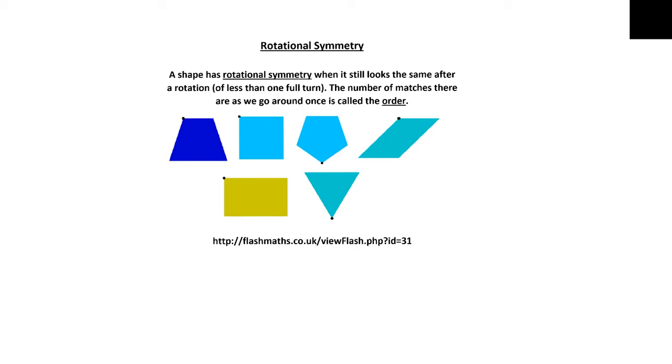For example, the trapezium there, if we rotate that, it is not going to match over itself completely until we've done a complete 360-degree turn. So that doesn't have rotational symmetry. However, the square will match over itself 4 times by the time it gets back to doing a full turn, so we say that it has rotational symmetry of order 4. The regular pentagon shown below will have rotational symmetry of order 5, as it will match over itself 5 times in the process of doing one full rotation.